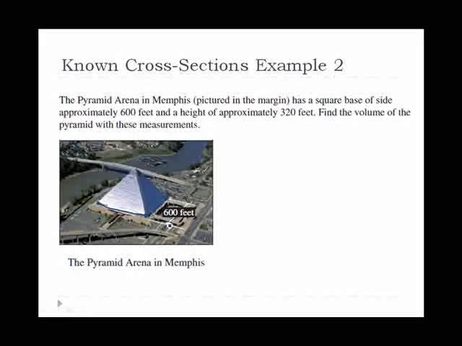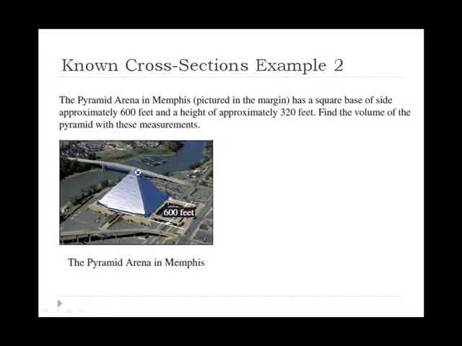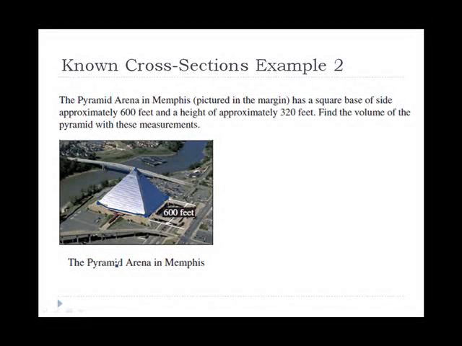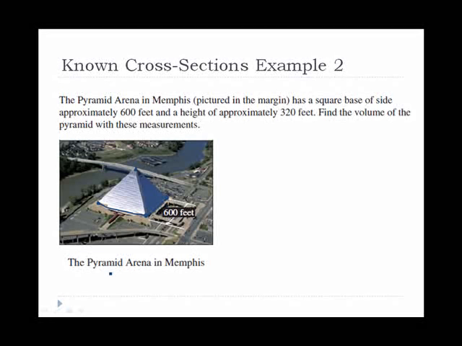And a height of approximately 320 feet. So if we were to measure the height from the very top, put a line perpendicular to the ground, you would get 320 feet. And we want to find the volume of a pyramid with these measurements. This one they didn't give us a formula, so we're going to have to come up with the formula ourselves. It's a little bit trickier.